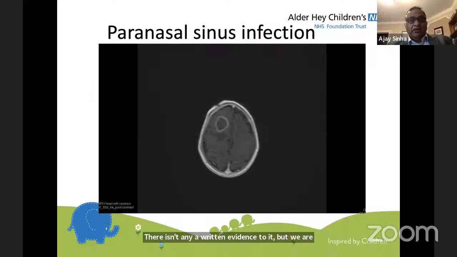This is a classic one. This child who came in, who had been treated for sinusitis by the ENT surgeons, had a festering infection, and a few weeks later presented with a fit. They did a scan and found a well-localized lesion. Once again, image-guided aspiration, antibiotics, and a very good outcome.